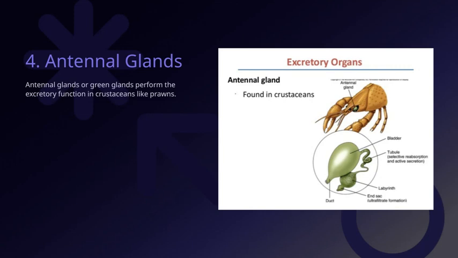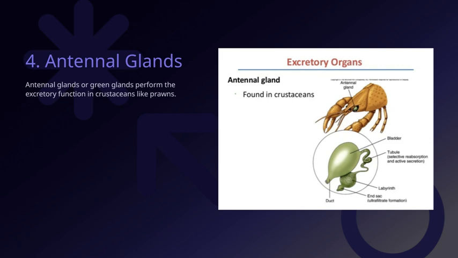Now, let's take a look at the antennal glands, also known as green glands, which are fascinating structures in crustaceans like prawns. These glands are specialized organs that play a crucial role in excretion. Essentially, they help remove waste products from the animal's body, maintaining internal balance and health. You can think of them as the crustacean's version of kidneys. They are located near the antennae, which is why they are called antennal glands.